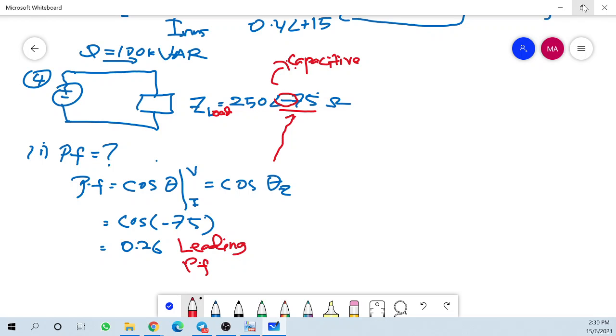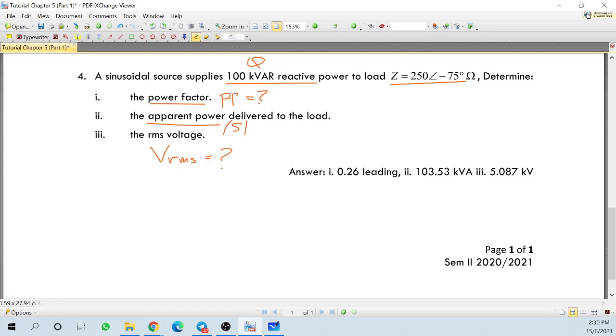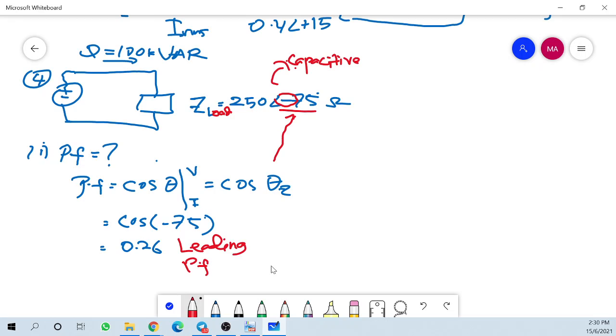Look at the next question: determine the apparent power S delivered to the load. This is question number 2, the magnitude of S. Given Q, how do we find it? You do not need to memorize the formula. You just draw the power triangle.